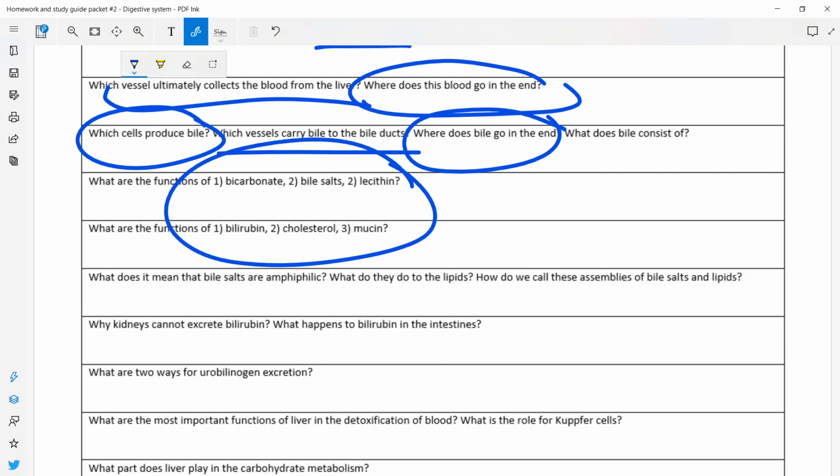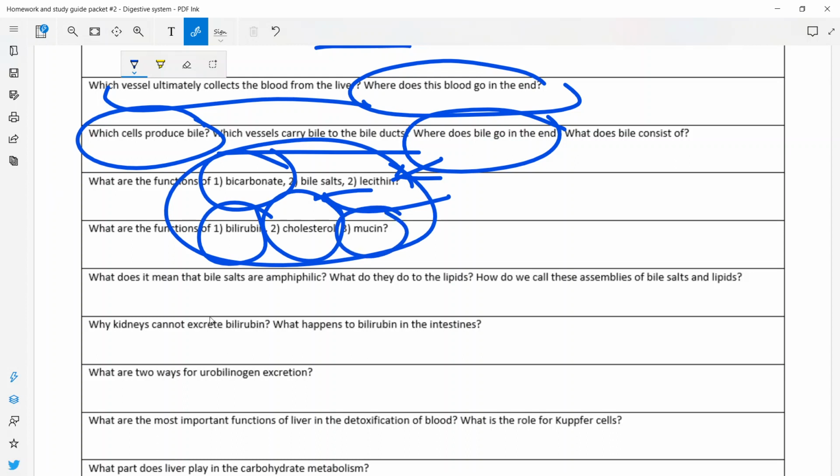Bile consists of, here's the list. Know their functions. Okay, they're pretty straightforward. Solubilization of lipids, neutralizing acid, the result of a breakdown of red blood cells, of hemoglobin, getting rid of cholesterol, metabolism of steroid hormones, mucin, making things sticky.